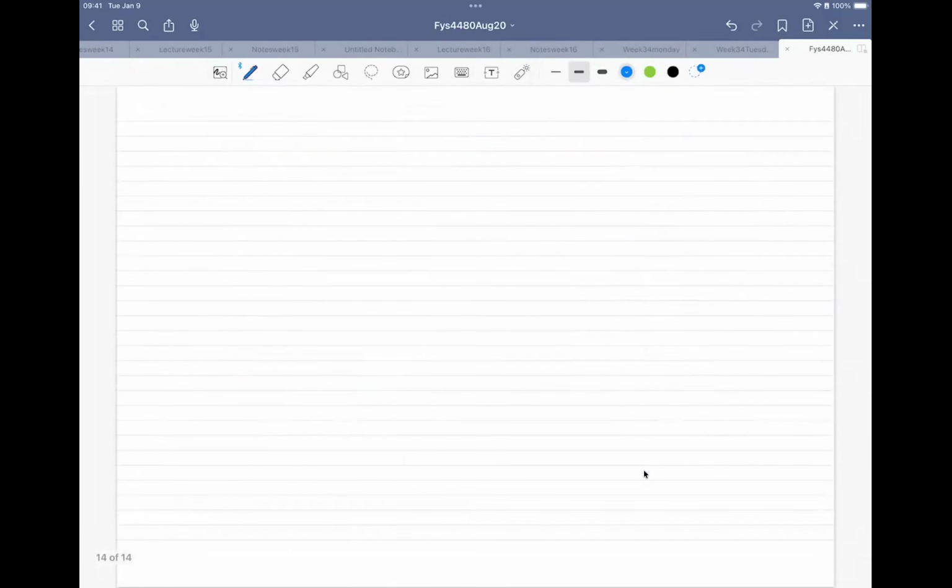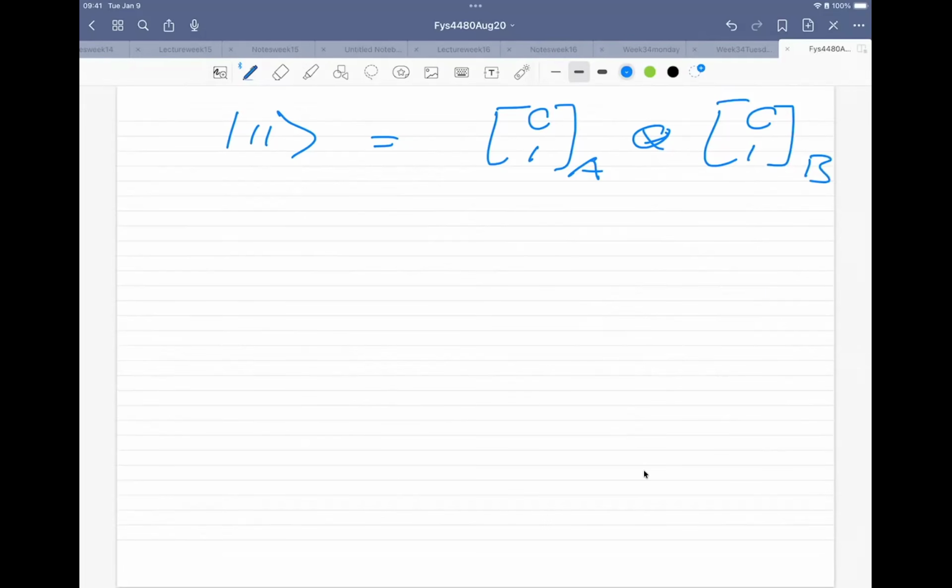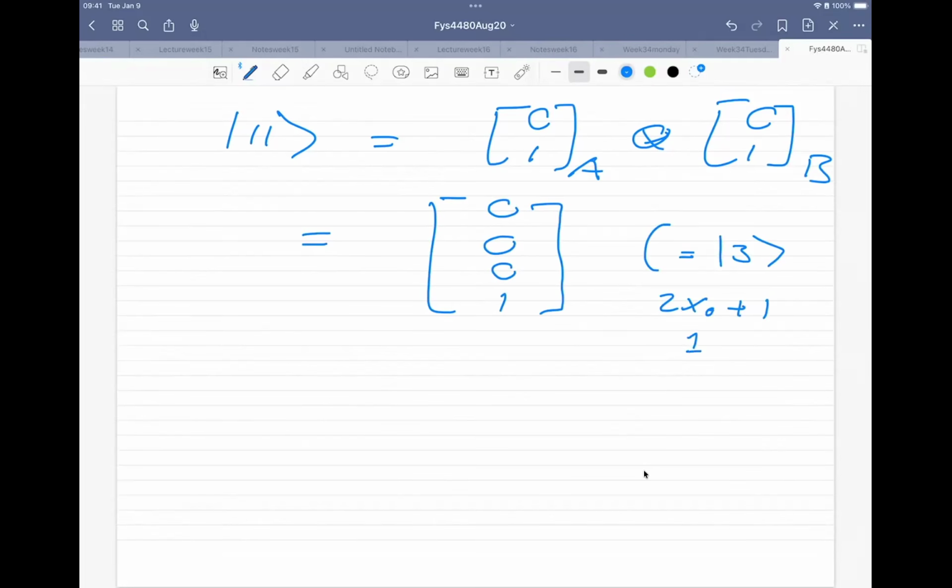Finally, I can then set up the state |1,1⟩, which is simply going to be the tensor product of |0,1⟩ system A, |0,1⟩ system B, and that is, and this is not coming as a surprise, 0, 0, 1, which would also be equal to state 3, because then I have 2x0 plus 1, this is 1, this is 1, and that gives me 3. So then I have a mapping with these kind of bits, which now simply tells me that if I have number 3, this is the state the system is in.